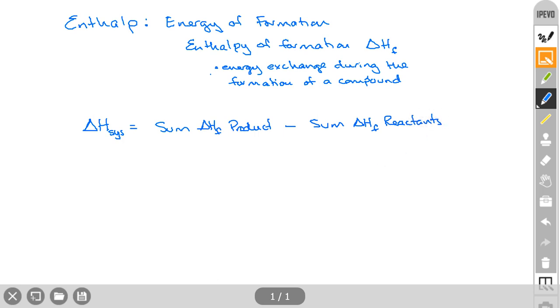Okay, the products and the reactants. Meaning what? Meaning we just have to sum up all the energy of formation for the reactants, and we subtract that from all the energy of formation from the product. Okay? Now, in the whole equation, it looks like this.